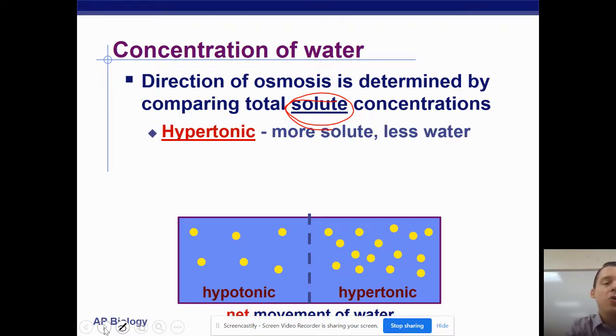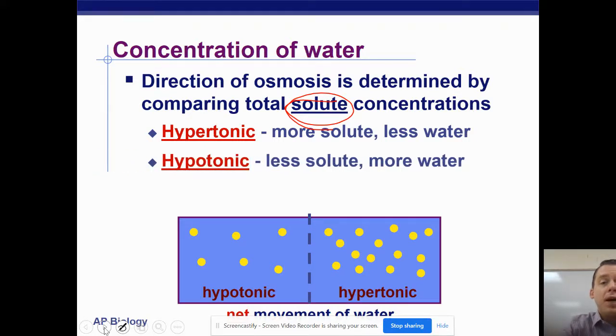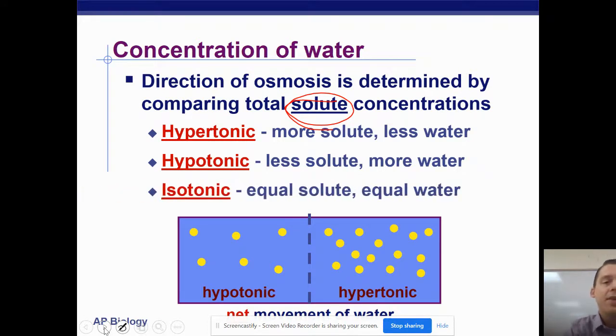There are three terms which describe a solution. Hypertonic: hyper means above, and that is more solute, so that is a solution with more solute and less water. Hypotonic: hypo means below, less solute, more water. And then isotonic means equal solute, equal water.